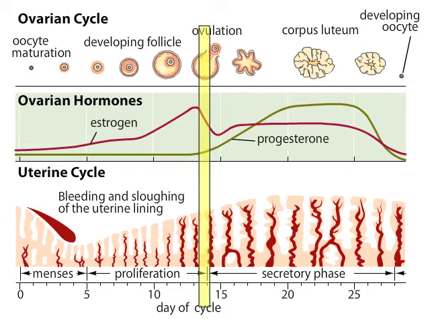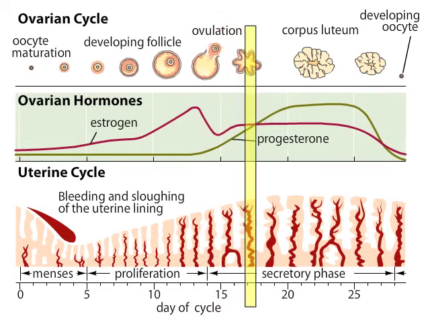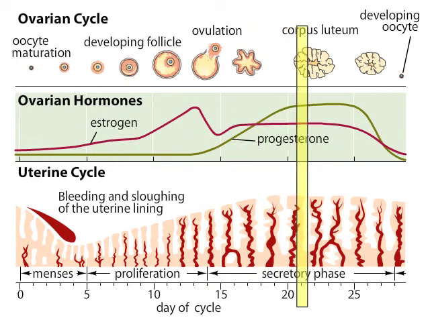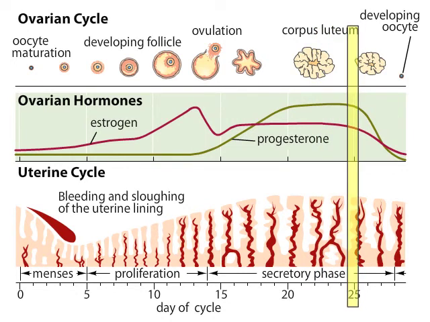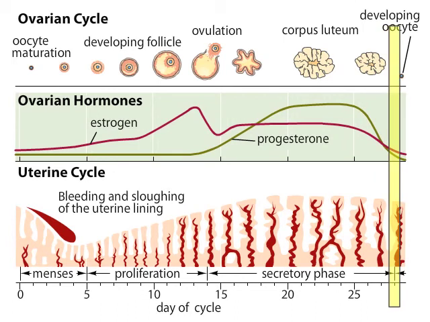Afterward, the follicle cells remaining in the ovary develop into the corpus luteum, a structure that releases estrogen and progesterone. The hormones maintain the uterine lining at a peak thickness and preparedness for embryo implantation. At the end of the cycle, if the egg is not fertilized or has not implanted, the corpus luteum breaks down and stops releasing estrogen and progesterone. Without these hormones, the uterine lining also breaks down, initiating menses.